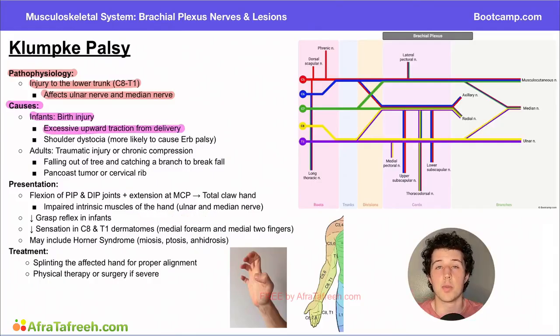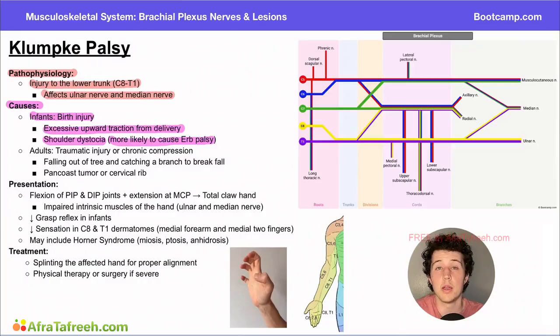This excessive upward traction and hyperabduction can also be caused during shoulder dystocia. This is an obstetric emergency in which the baby's shoulder gets caught behind the mother's pubic symphysis. The different maneuvers and movements trying to free the baby from this position can cause the damage and lead to Klumpke palsy. Importantly, this is more likely to cause Erb palsy. So just because a question mentions shoulder dystocia doesn't mean we can definitively assume that it is Erb palsy or Klumpke palsy.